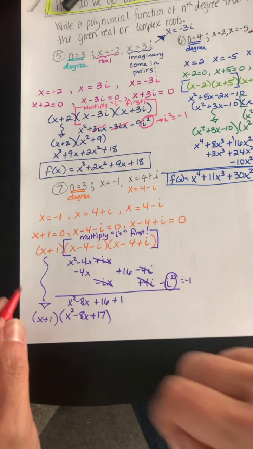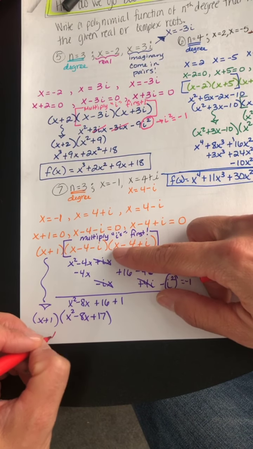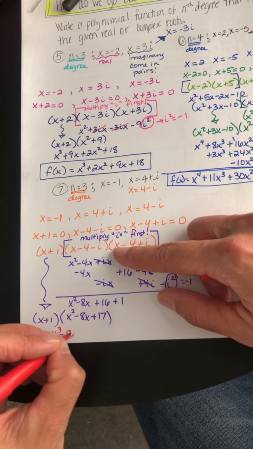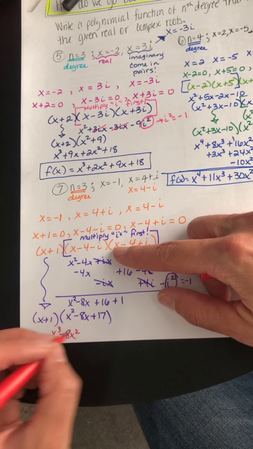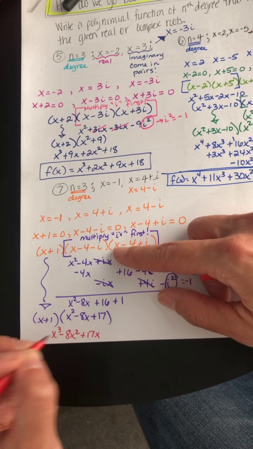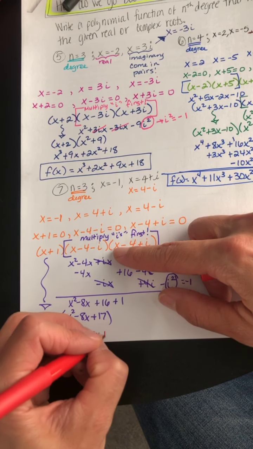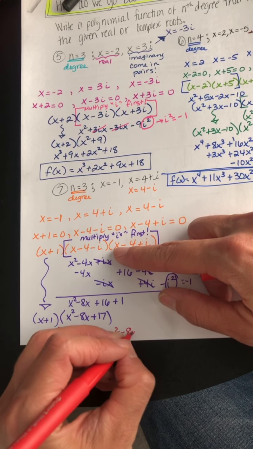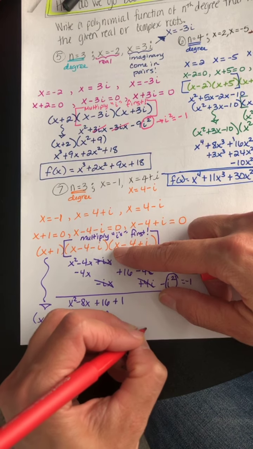So we'll have x times x is an x cubed. X times negative 8x is a negative 8x squared. X times 17 is a 17x. 1 times x is an x squared. 1 times negative 8x is a negative 8x. 1 times 17 is 17.